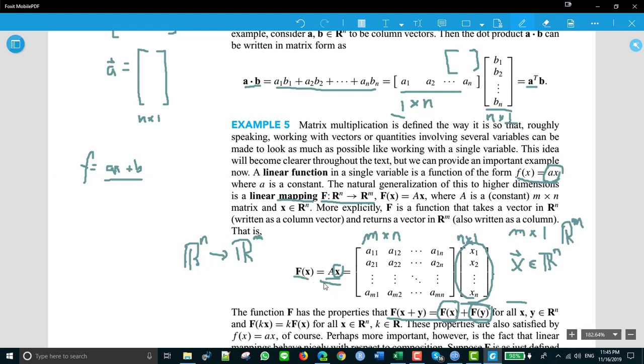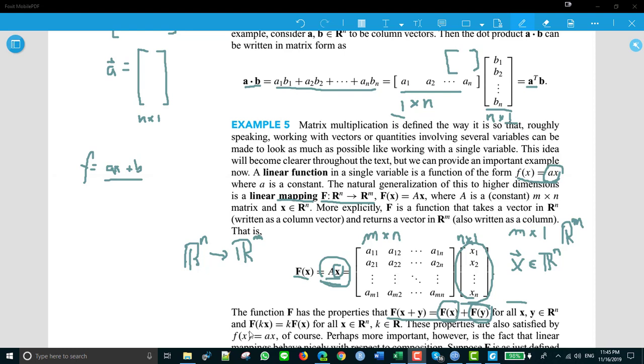So this is our function. Is it true for our function? f doesn't have to be multiplying a matrix times x, but in our case, that's what f is. But the question is, is it linear? Does it have this property?